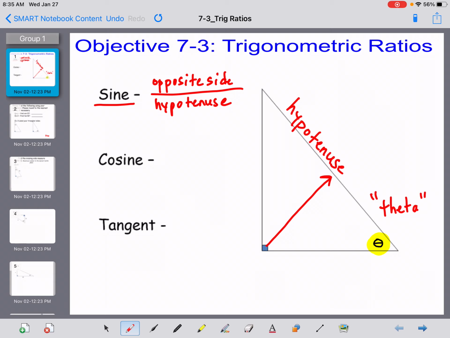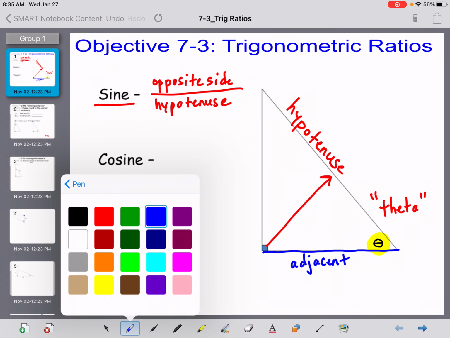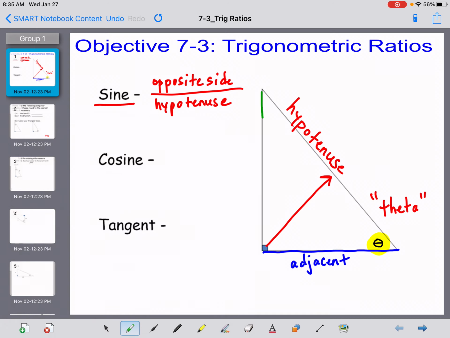And while we're in the business of labeling the sides, the side that is between the right angle and the angle that we're trying to figure out, or the angle that we have, that side that runs between the two angles that we know the measurement of, that's the adjacent side. And then the next side, the one that is across from theta, or the angle that we're talking about, would be the opposite side.